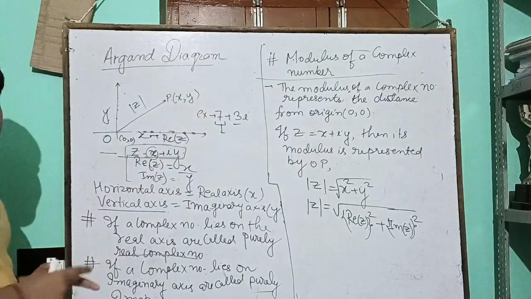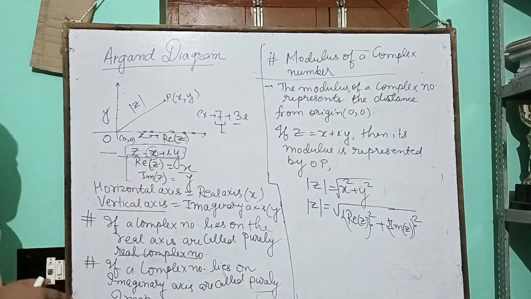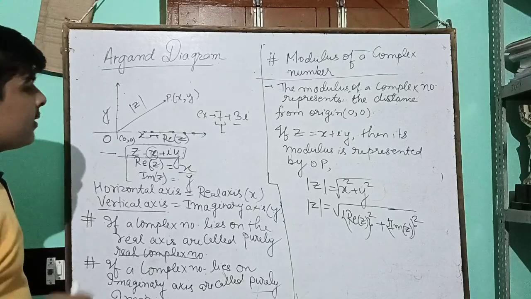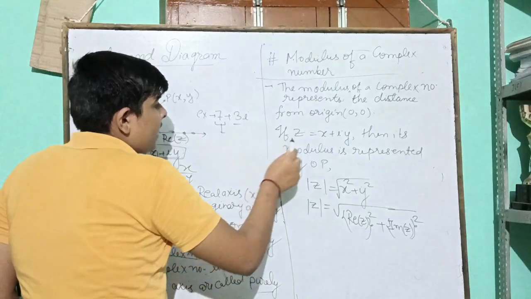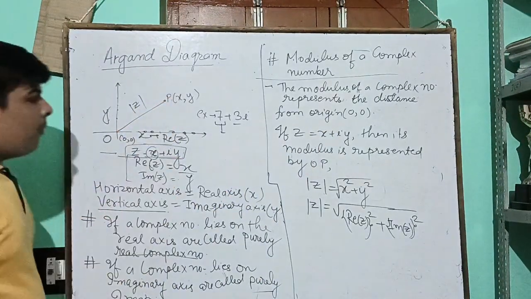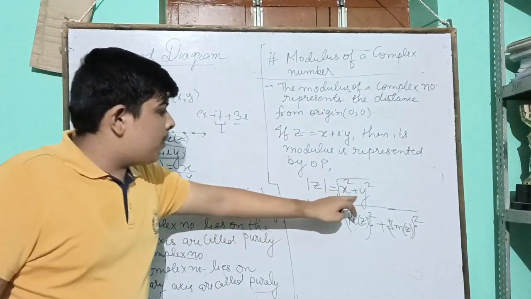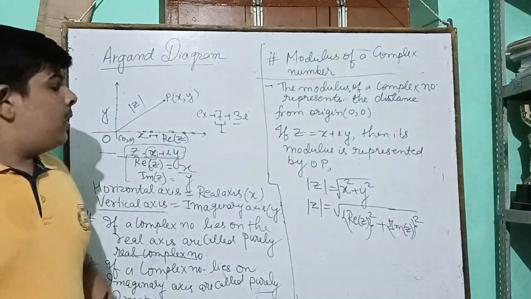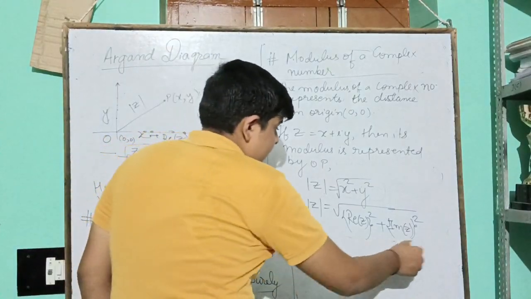What is this? Just like when we have to find the distance on a plane, what do we use? Root under (x2 minus x1) whole square plus (y2 minus y1) whole square. Similarly in this way, in the case of a complex number, if z is equal to x plus iota y, the modulus is represented by OP, and modulus z is equal to the square root of x square plus y square, where x represents the real part of the complex number and y represents the imaginary part of the complex number, as I have written here.